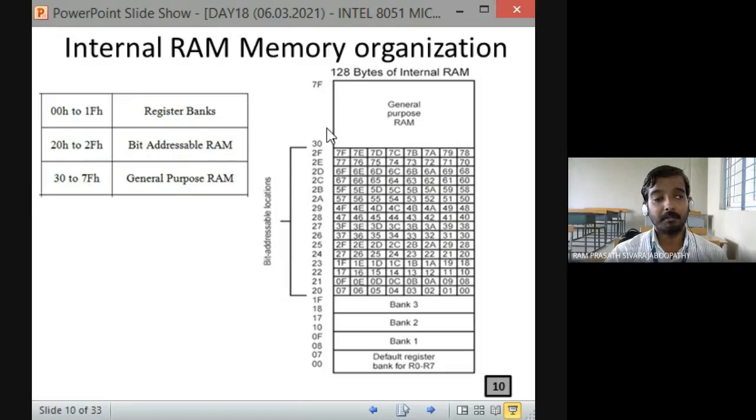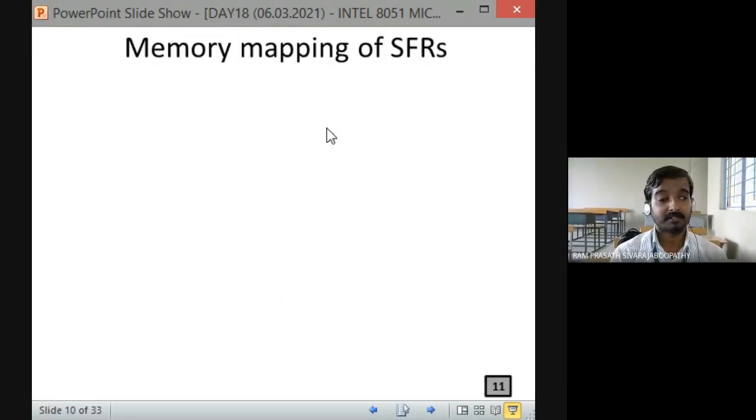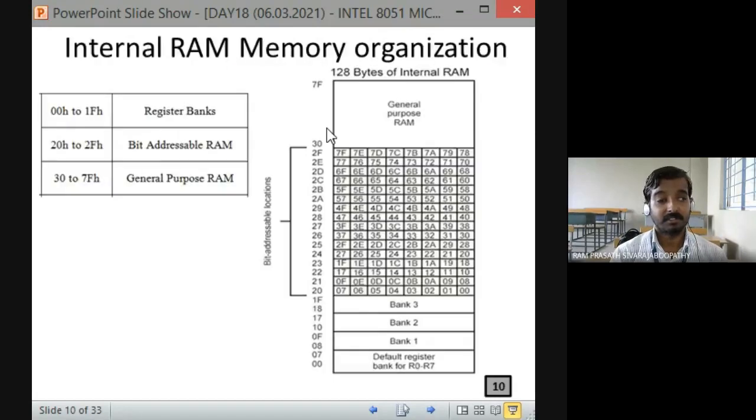What about the remaining number of bytes? Out of 128, 32 bytes for register bank area and 16 bytes for bit addressable RAM area. What about the remaining number of byte locations we have? 30 to 7F, that is the address space. How many bytes will we have?